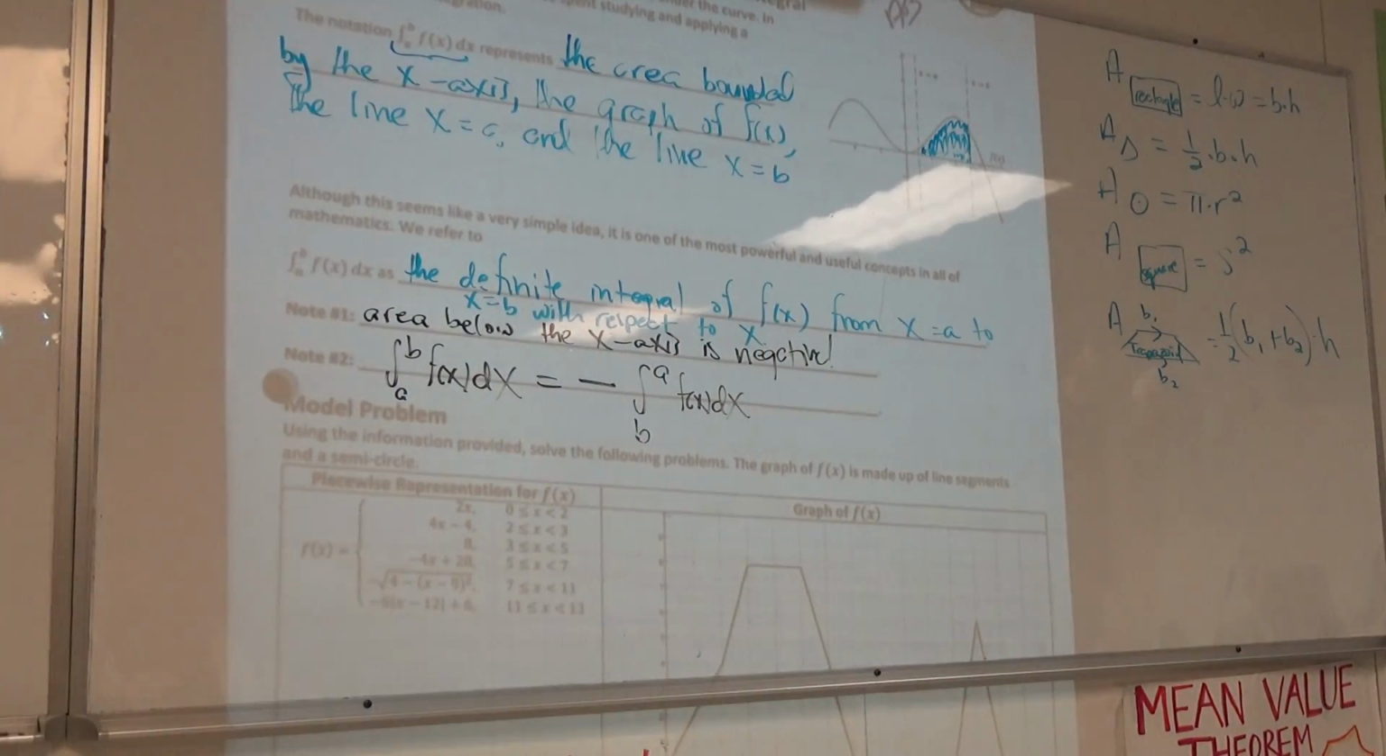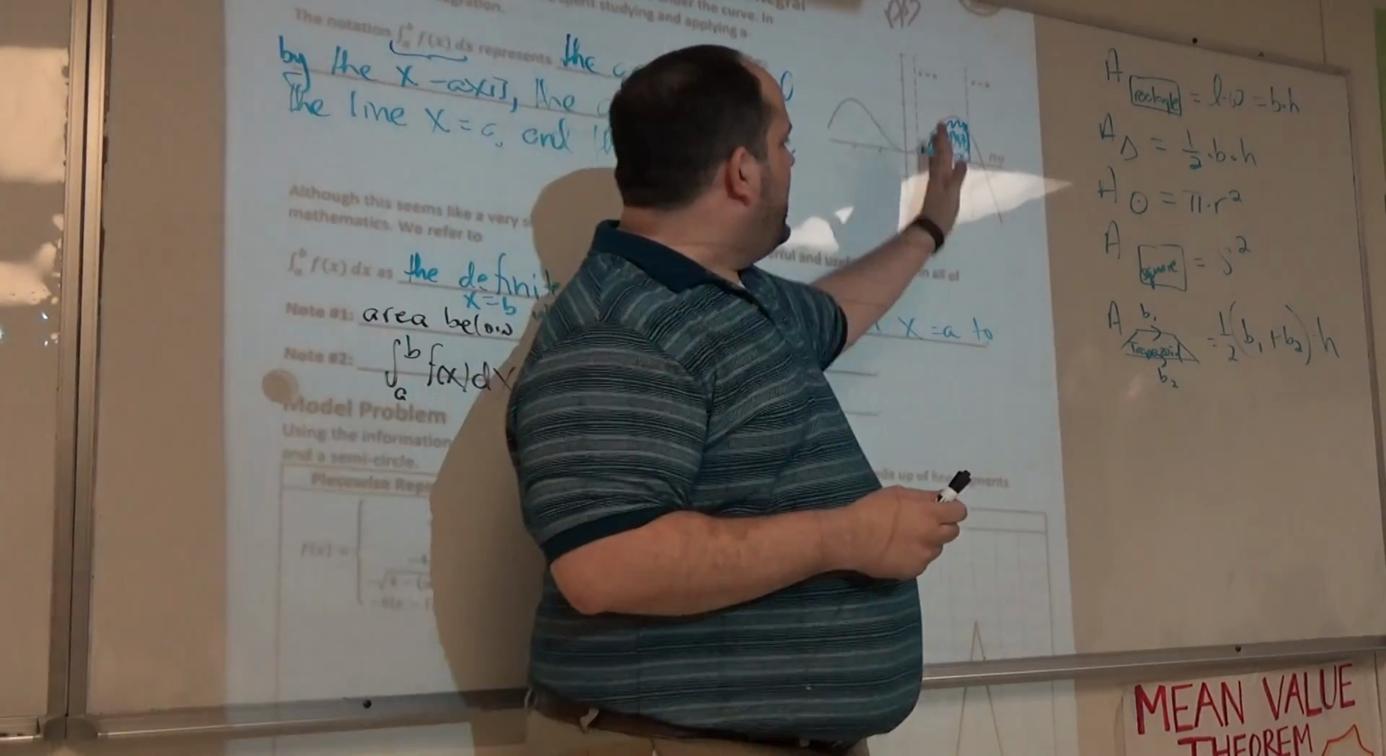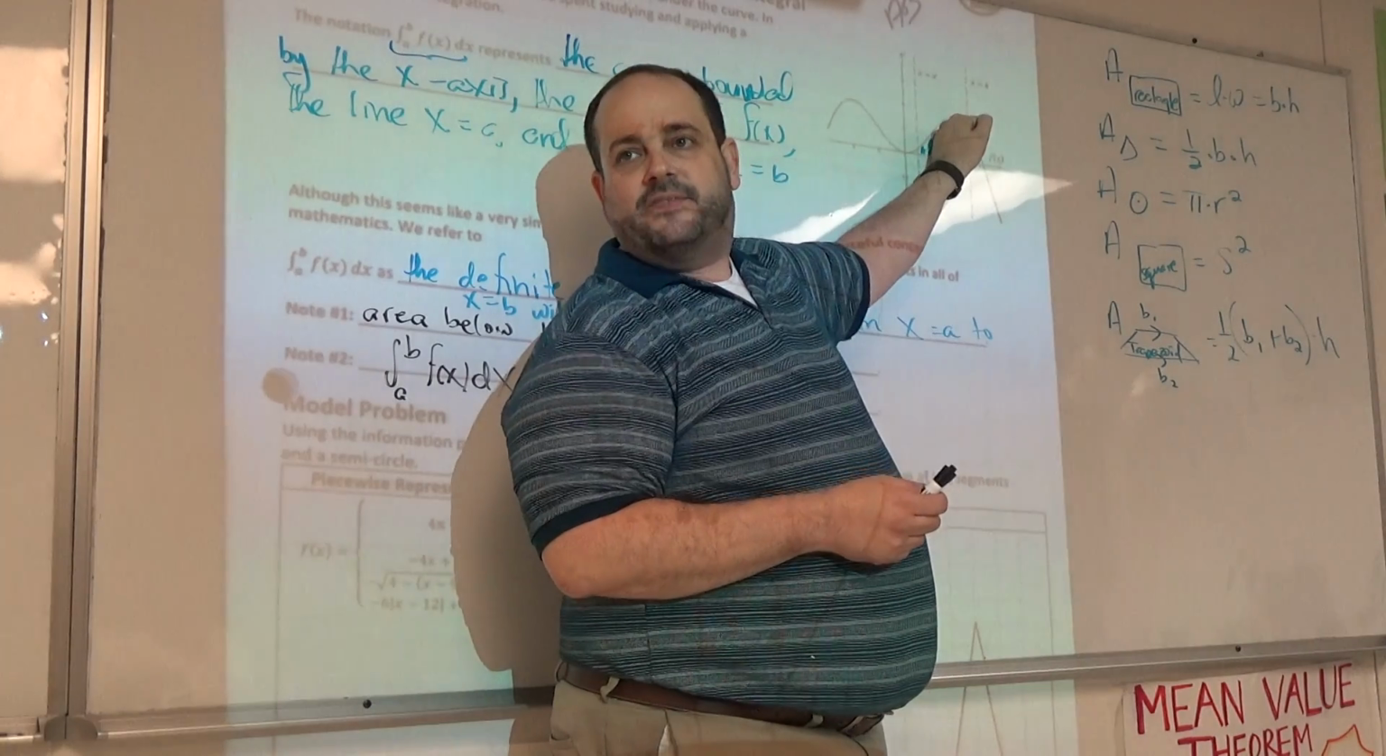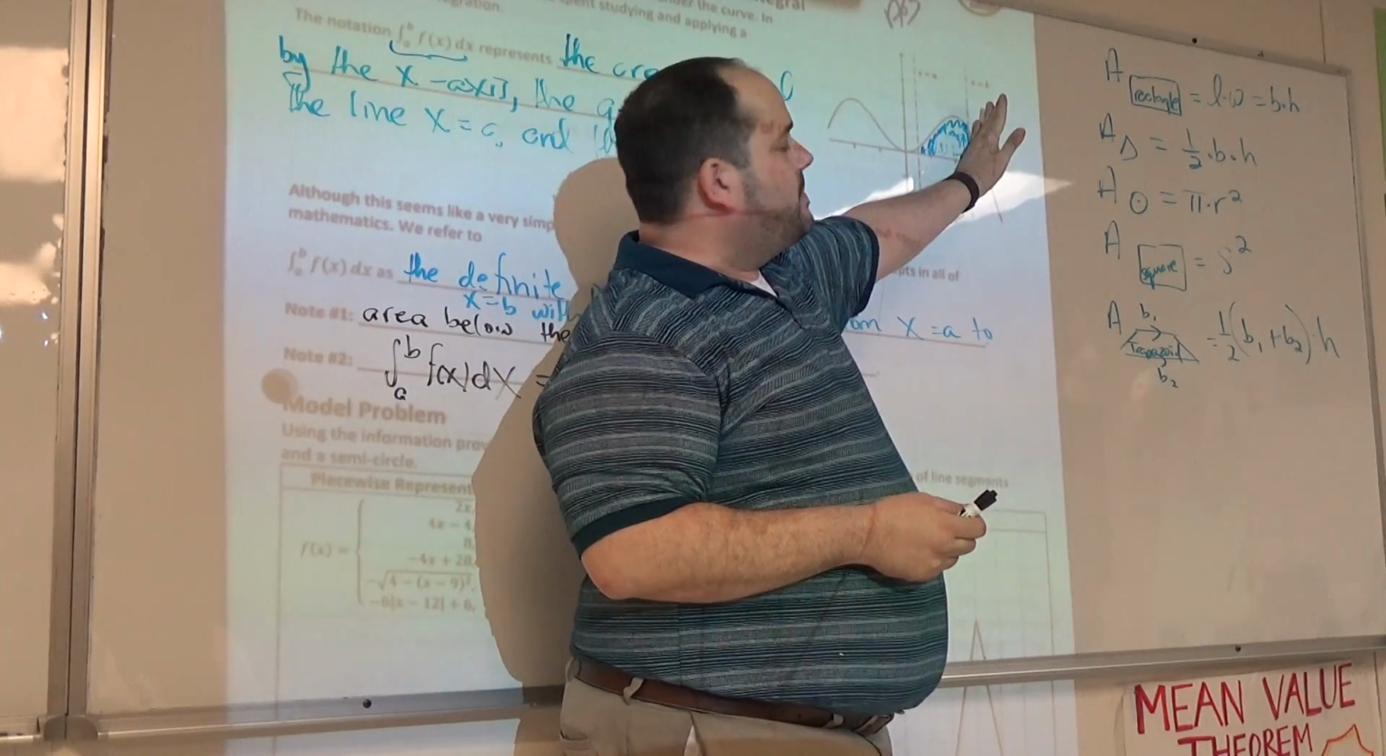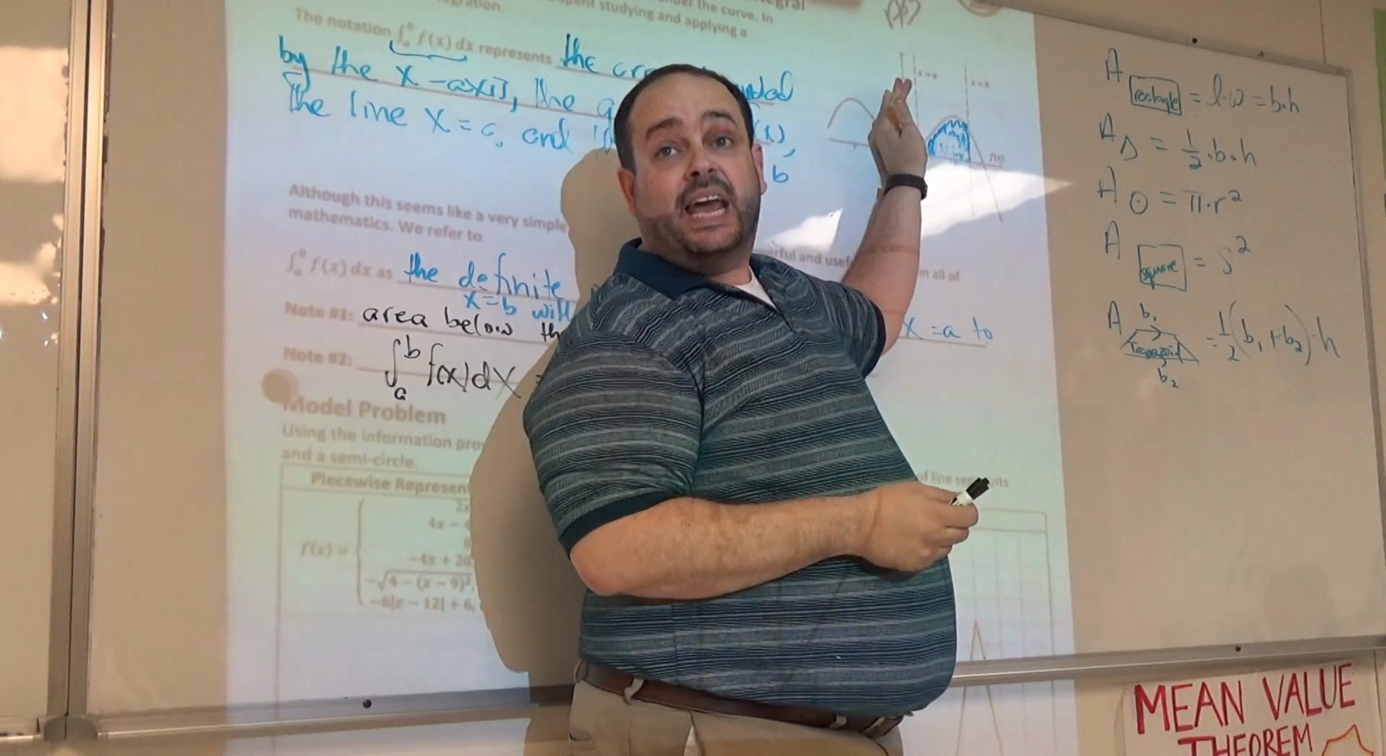Wait, so B to A is negative, but A to B is positive. For this graph, oh, for that. Oh, that's A to B, because the area is above the x-axis, A to B would be a positive area, but from B to A is a negative area.